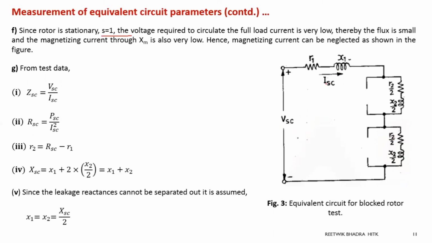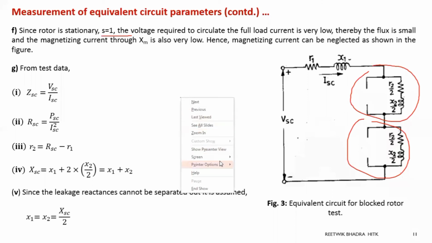So VSC you are supplying, and the current you are getting is ISC. This is the stator impedance, R1 plus JX1, and the rotor side is represented as this one. This is your forward field, this is your backward field. And we have eliminated our XM. Why have we eliminated XM?